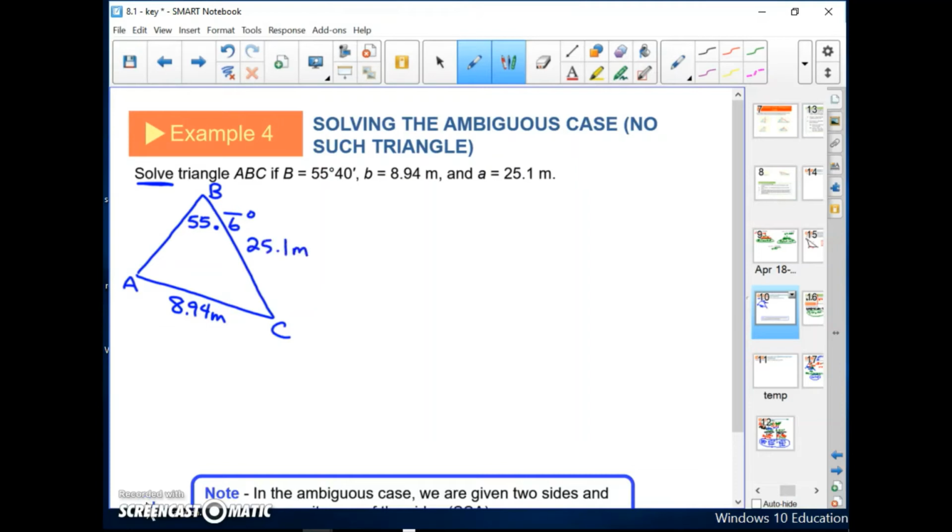25.1 meters. Okay. Remember when we talked about Temple Run? Yeah. And the guy running around the triangle or whatever?